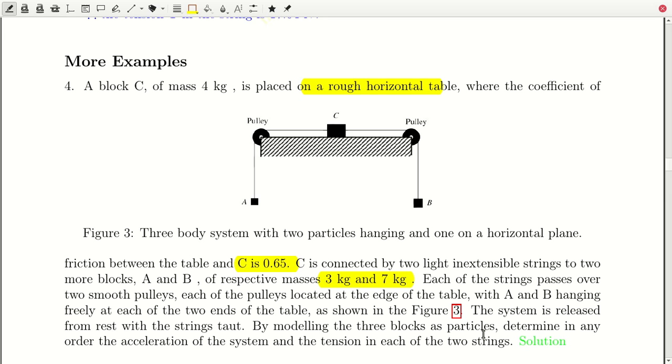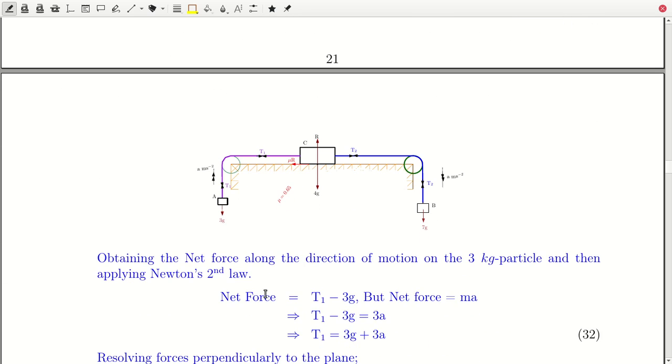So they are saying determine, in any order, the acceleration of the system and the tension in the string of the 2 particles. So as usual, we are going to determine the acceleration and the tension in the strings. There are other examples which we shall not include in this. So if we begin by sketching this, and we indicate all the forces.